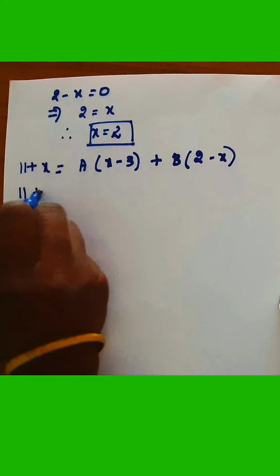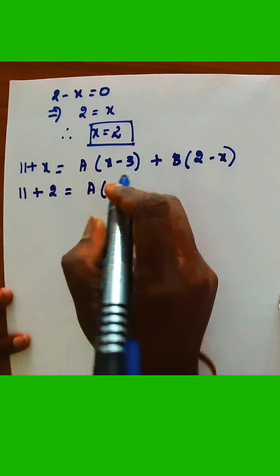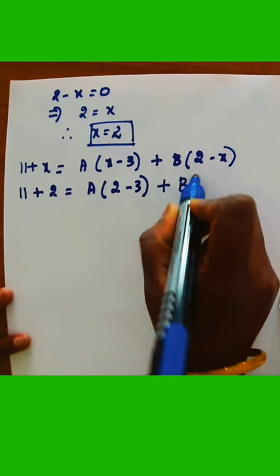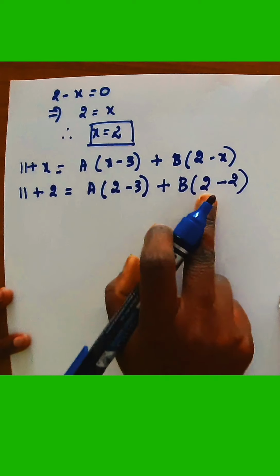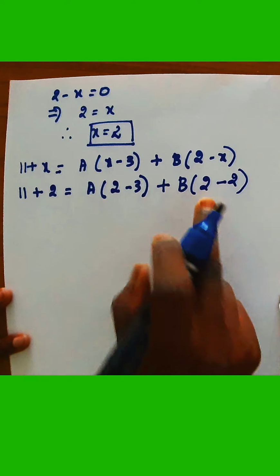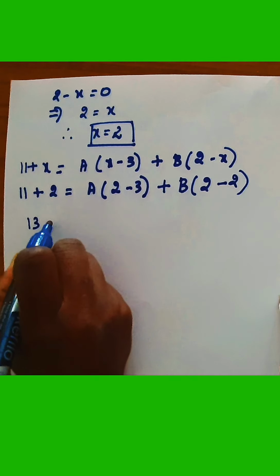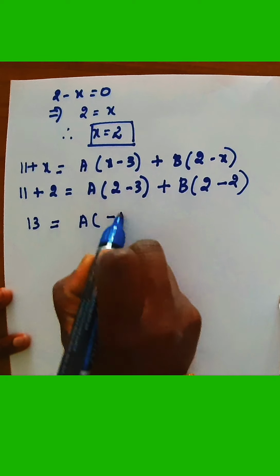So I'll get 11 plus 2, which is equal to a times, in place of x, I'm going to put 2, minus 3, plus b times, in place of x, I'm going to put 2, minus 2. So 2 minus 2 will become 0, 0 into b will become 0b, which is nothing but 0. 11 plus 2 is 13, is equal to a times 2 minus 3, which is negative 1.